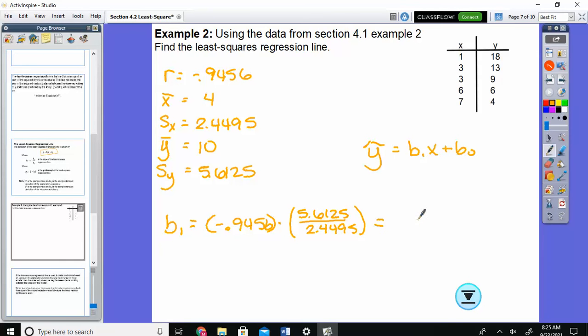And then put in my calculator. So we get the slope to be negative 2.166. The y-intercept, so if you look in your formula sheet, it says your b sub 0 is y bar, so the mean of the y's, minus b sub 1, that's our slope, times x bar, so the mean of the x's.